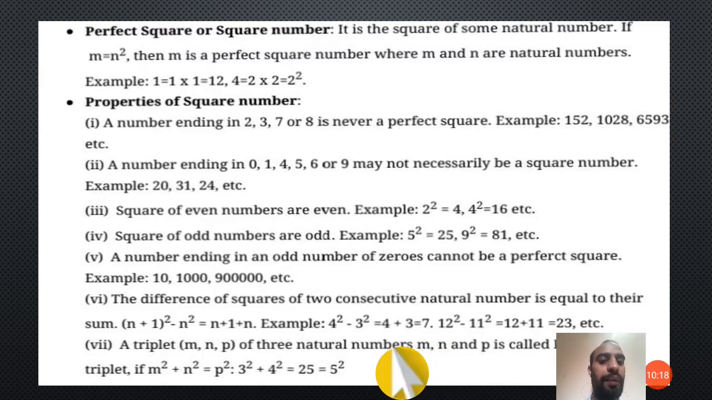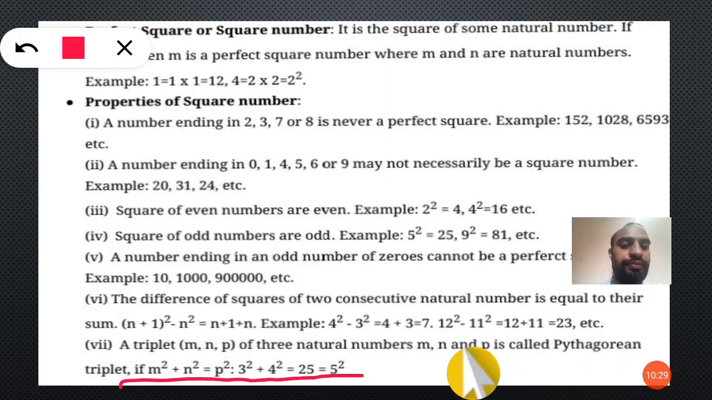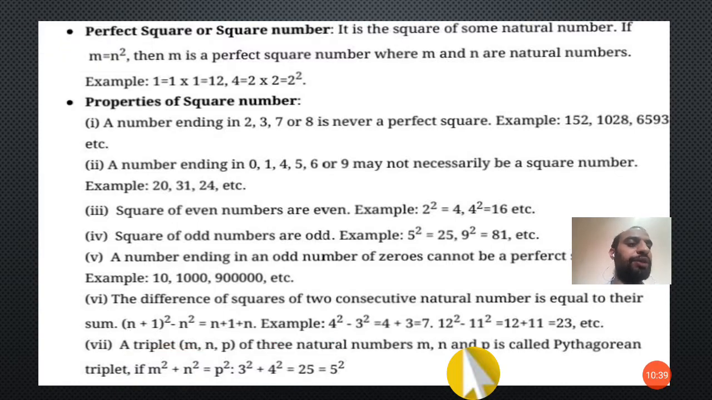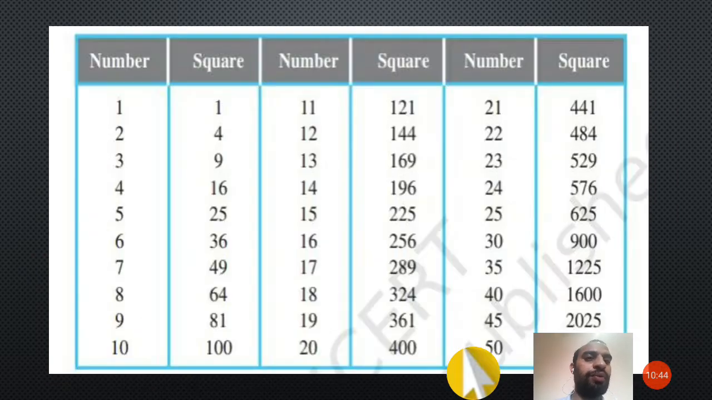And the triplet of any number. Whenever we talk about a triplet of any number, this is a Pythagorean triplet. A Pythagorean triplet means we are going to talk about this relation, m squared plus n squared is equal to p squared, but in a previous class you studied it as the Pythagoras theorem. I hope it is clear to you up to here. That is the introductory part. So let's move a little bit forward.